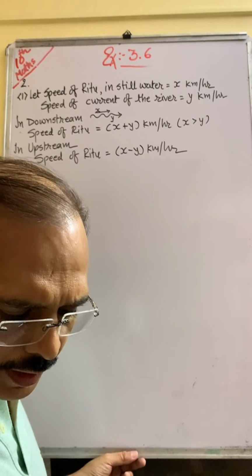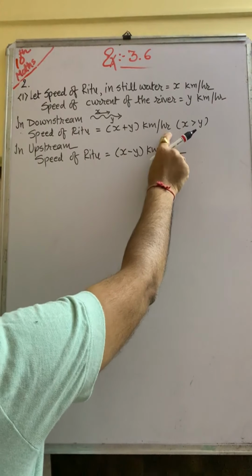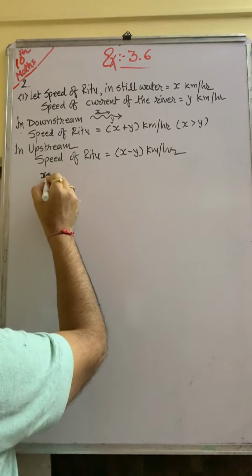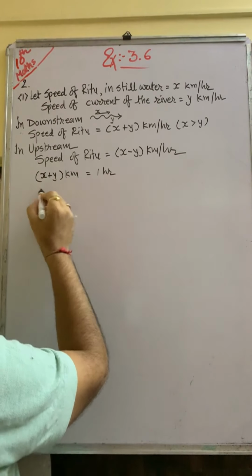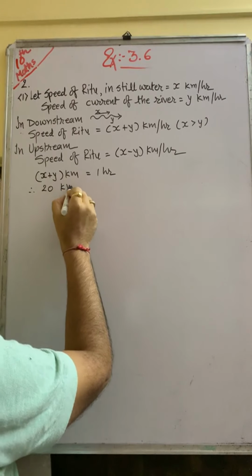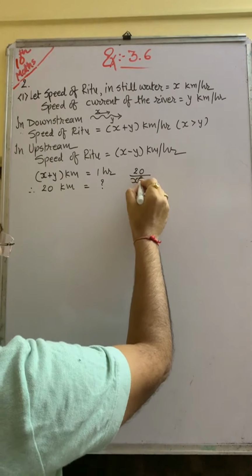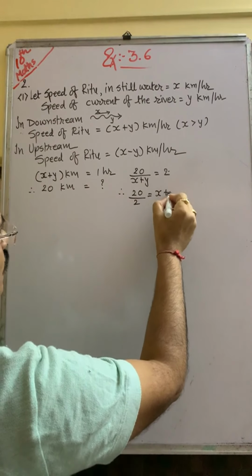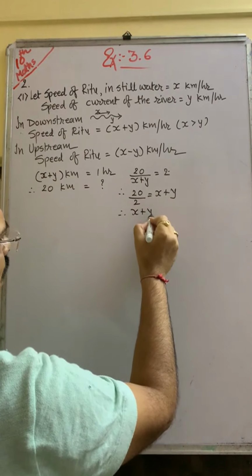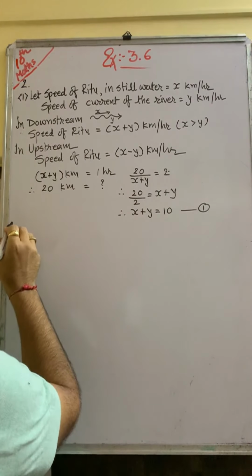Ritu can row downstream 20 km in 2 hours only. In downstream, 1 hour means x plus y kilometer. If she rows, then it takes 1 hour. In 20 km, it takes 2 hours. So 20 upon x plus y equals 2 hours. Take 2 here and x plus y there: 20 divided by 2 equals x plus y. So x plus y equals 10. Equation number 1.